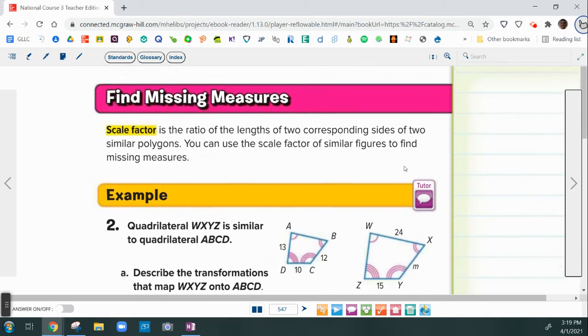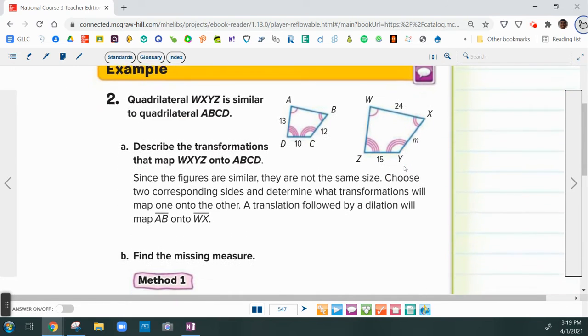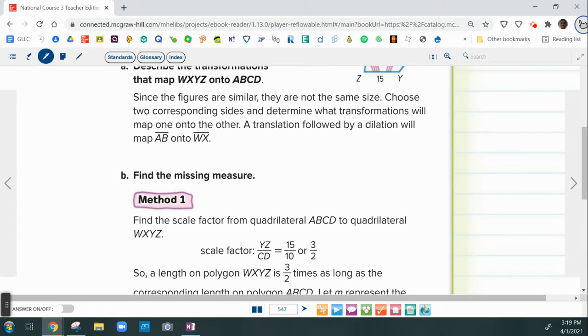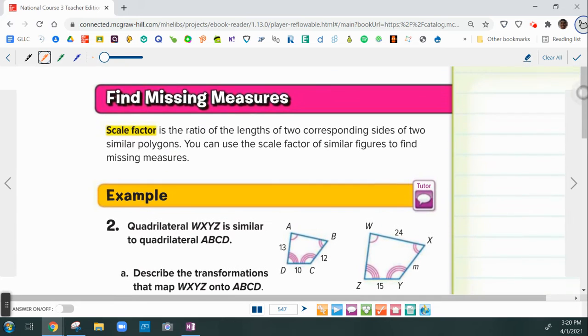We're going to be determining, this is the key right here. Put a little star here. Put a little star right here. We're going to be finding missing measures. Now, what do we need to do that? We need, a lot of times, to find a scale factor. We've talked about that. We've talked about how we can divide the new by the old and get our scale factor.